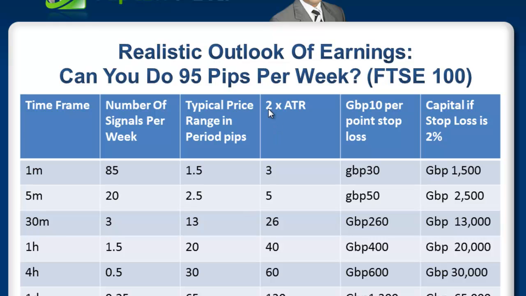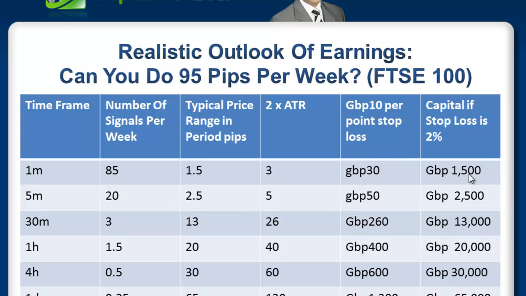If you take a stop loss, therefore, of 2 times that, then you've got a 3 ATR stop loss. At £10 per point stop loss, you're looking at losing £30, of course, if that happens. And the capital you'd need, if £30 was 2% of your trading capital, would be £1,500. So what this chart shows you is how much you'd be losing if you had a 2% of capital stop loss and were betting £10 a point.